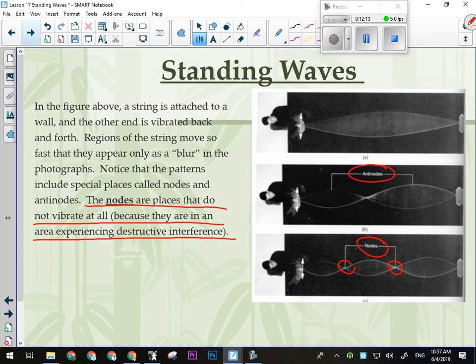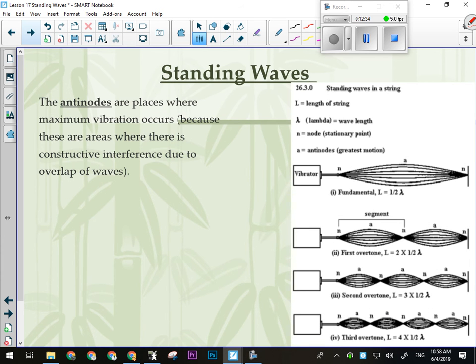So an antinode is the exact opposite of that, right? It's an area of constructive interference. In some places in Europe, a train station is called a node. The transportation node, it's where everything stops, right? So we just need to know that term and as well this term. Antinodes are places where maximum vibration occurs because of constructive interference.